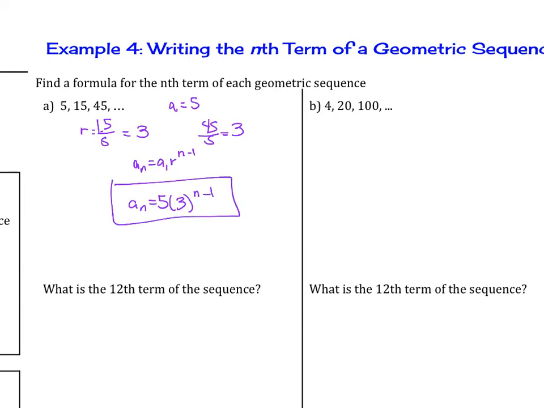Then what is the 12th term of the sequence? So you plug in a sub 12. So 5 times 3 to the 12 minus 1, 5 times 3 raised to the 11th. You find that it grows very, very quickly. And when you find the answer, after plugging it in your calculator, you would get 885,735. So try out letter B on the right.